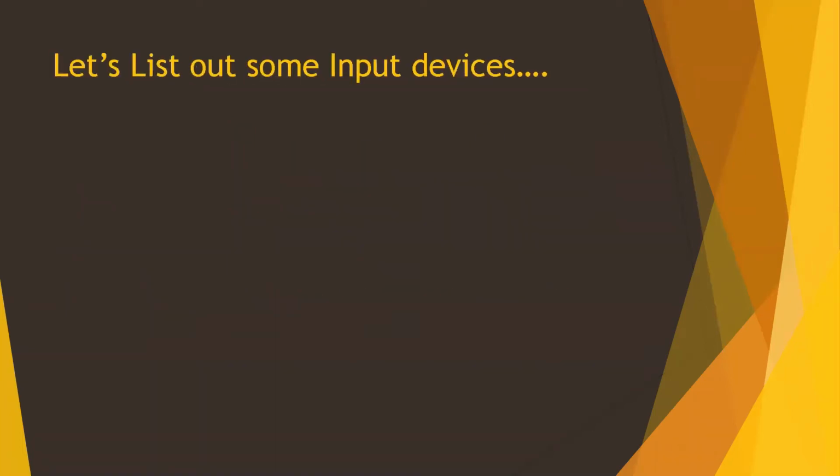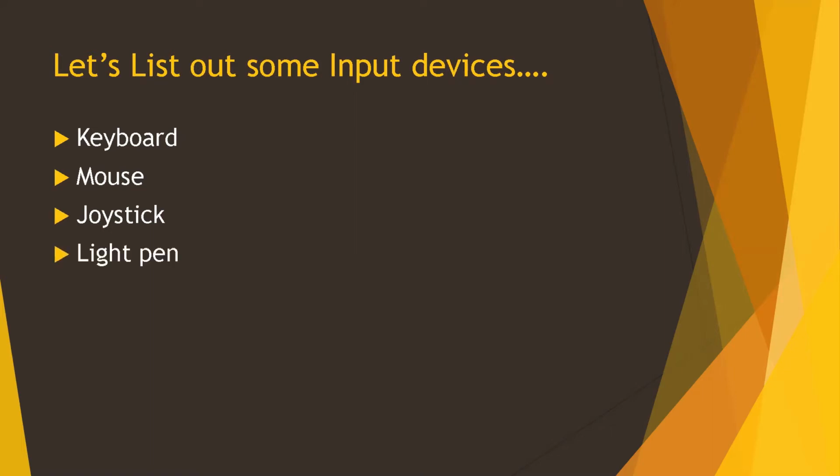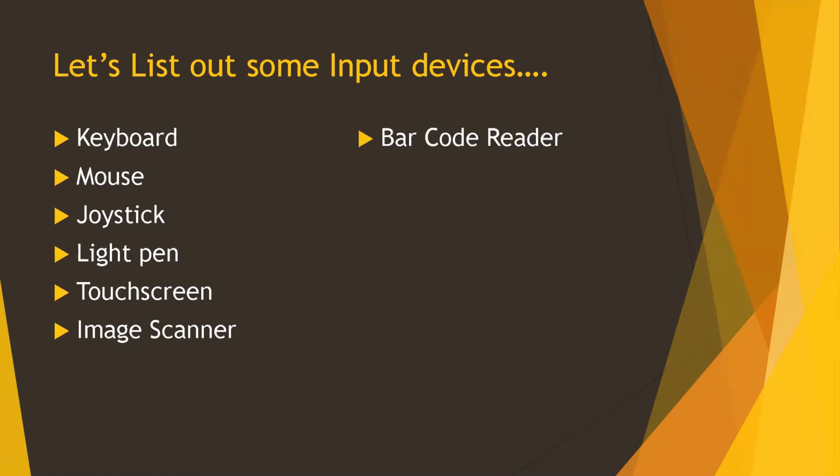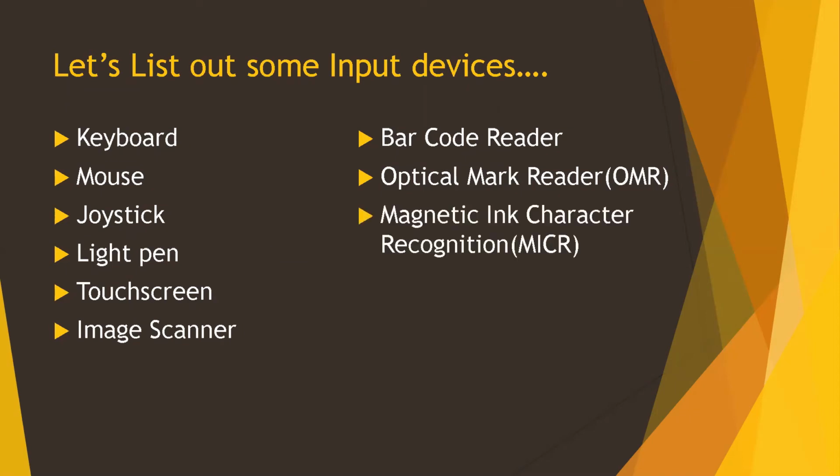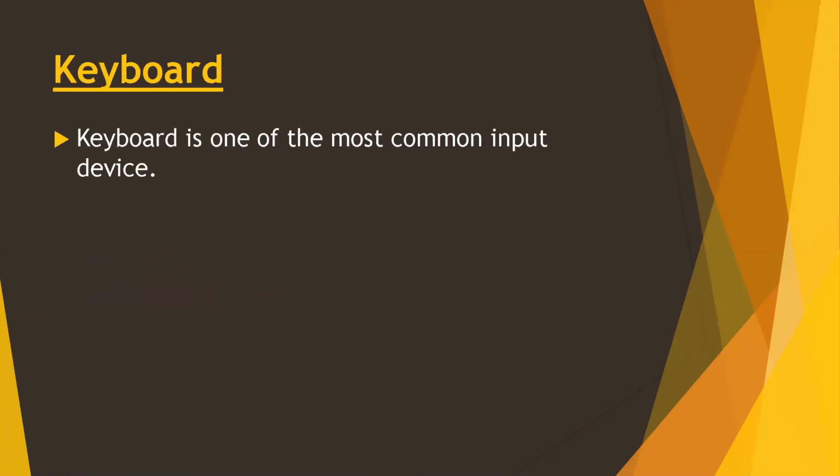Firstly, let's list out some input devices. Most commonly used: keyboard, mouse, joystick, light pen, touch screen, image scanner, barcode reader, optical mark reader, magnetic ink character recognition, digitizer. These are some of the majorly used input devices. We will see them one by one. Starting with the keyboard. I hope you all know the keyboard. The keyboard is the most commonly used input device.